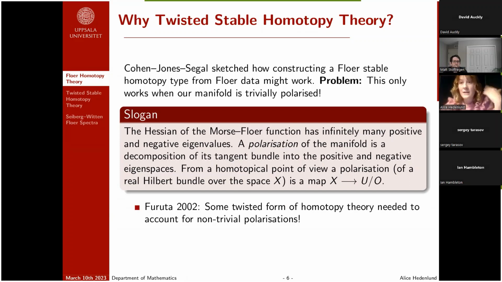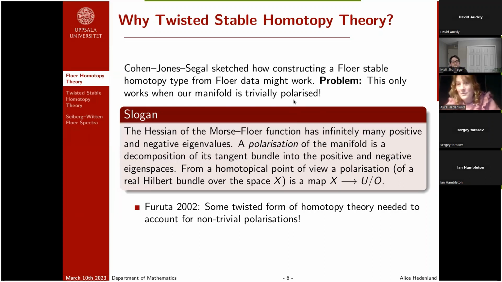So Fruta, in the early 2000s, realized that in many of these situations where you're presented with Floer data, in many favorable cases it might happen that the manifold is trivially polarized. Trivially polarized would correspond to this map being null homotopic, and then you're good. But in many situations, you might have a bunch of Floer data where your manifold is not trivially polarized. And what do you do then?